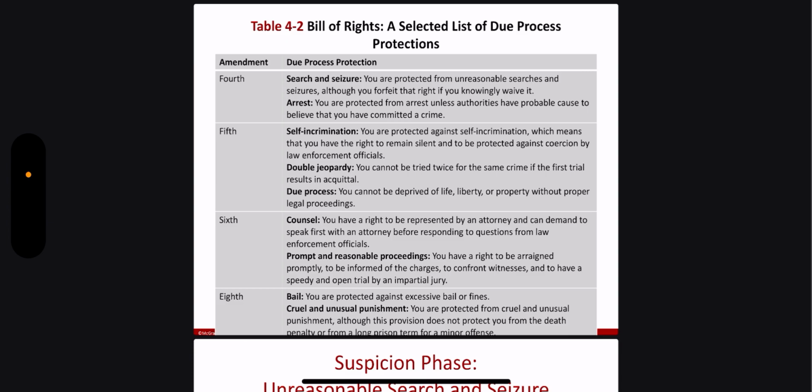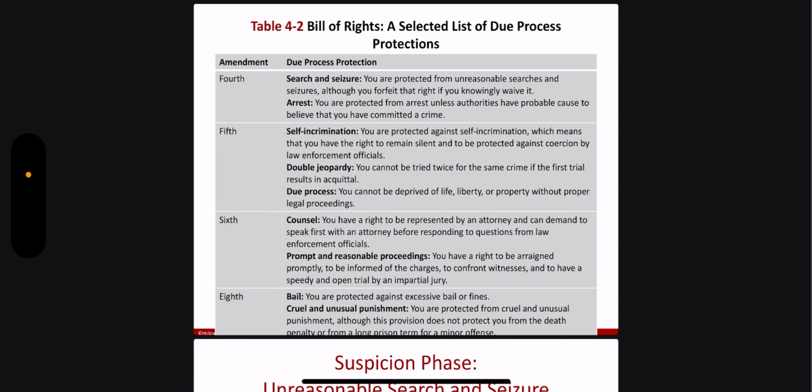And then the Sixth Amendment also says, hey, you have to be prompt. You can't be sitting around in jail while we think of reasons why you should be arrested. So this basically says, listen, you have a right to be arraigned promptly and informed of your charges. So why are we arresting you? What did you do wrong? Confront witnesses. Has someone testified or is going to testify against you? And then have a speedy and impartial jury. So the Sixth Amendment gives us those protections.